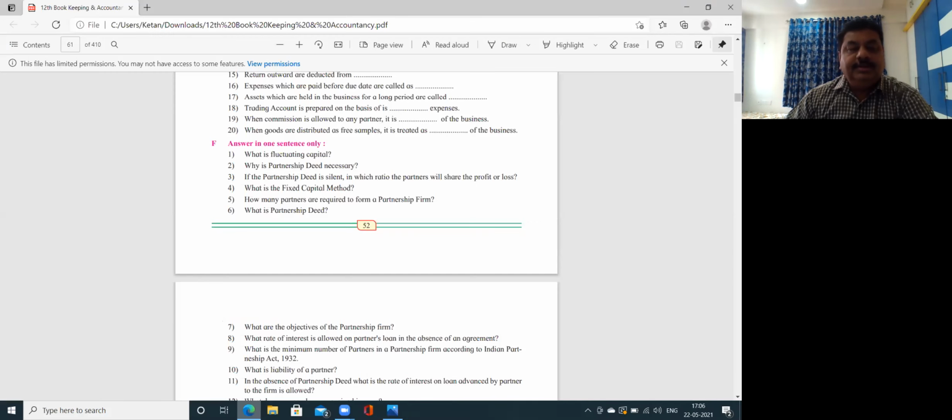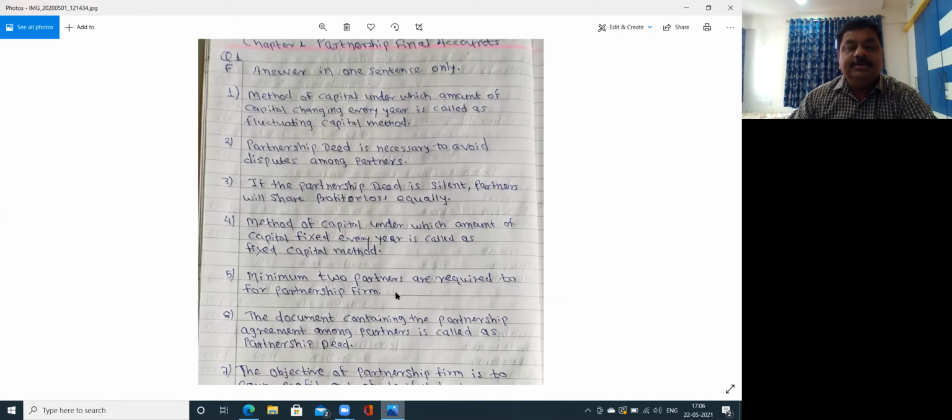Now the next. If the partnership deed is silent, in which ratio partners will share profit or loss? You know the answer, it is equal ratio. But how to write the answer in proper words? It is the answer given to you. If the partnership deed is silent, partners will share profit or loss equally. So the ratio is equal.